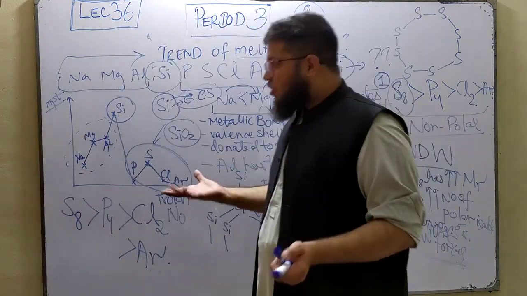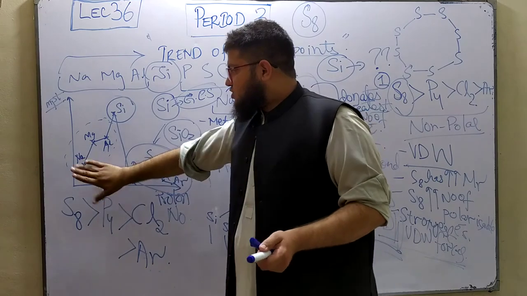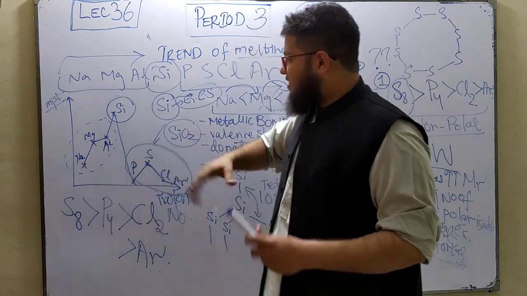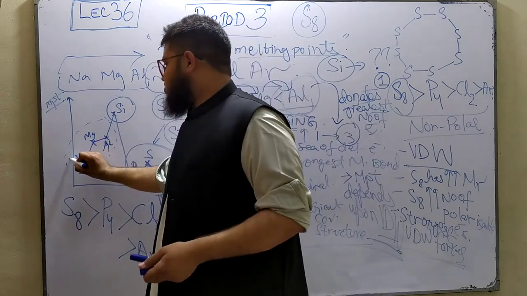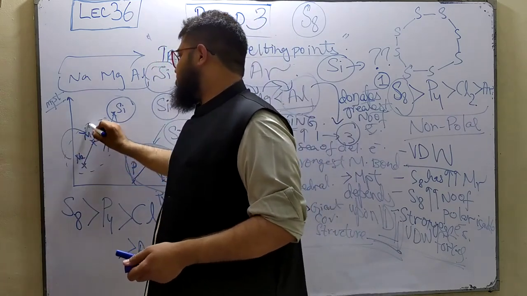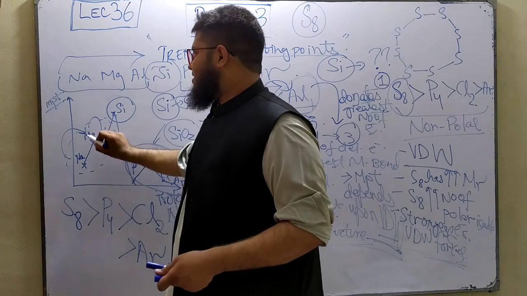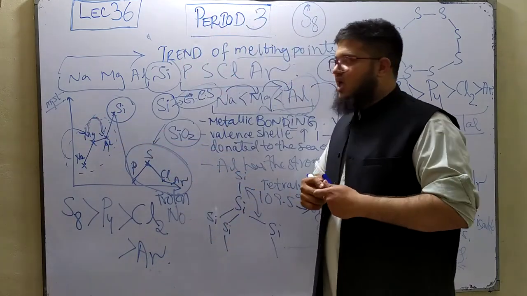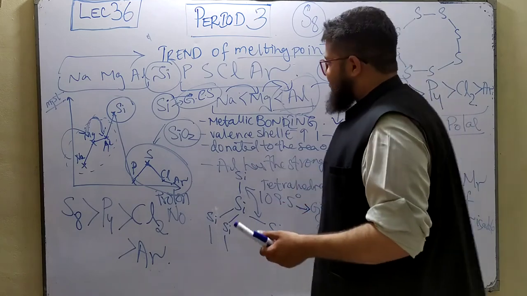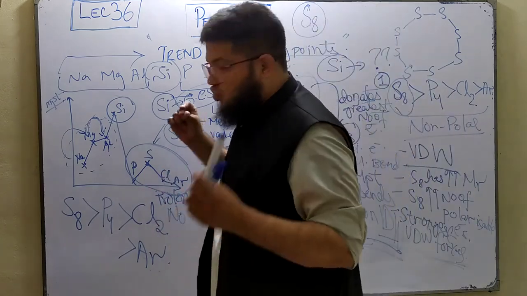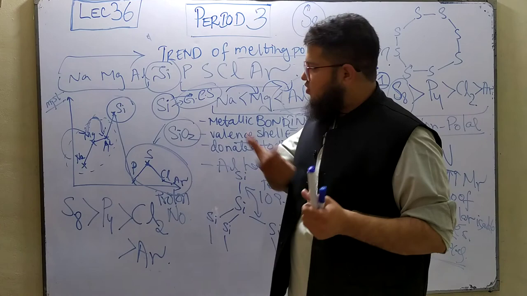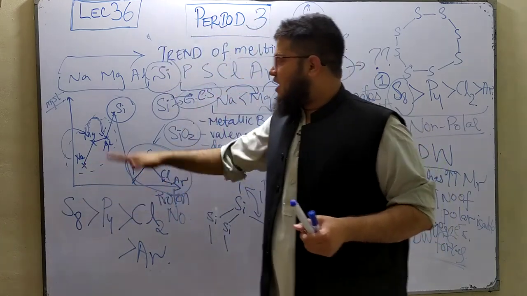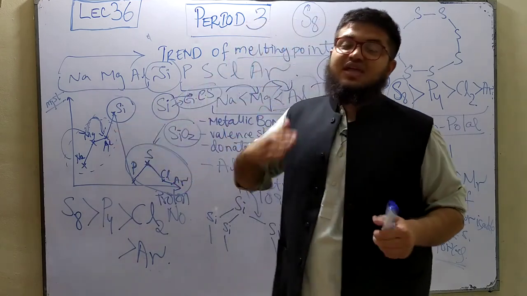Okay, quick recap: sodium, magnesium, aluminum. Aluminum has the highest. And by the way, there is just one last question which is left over here, from sodium to magnesium and magnesium to aluminum. This difference in the melting points, I'll explain that in the next video. But before that, everything else has been completed. I'll just do a quick recap of what we've done so far, and then we'll move on to the next lecture.